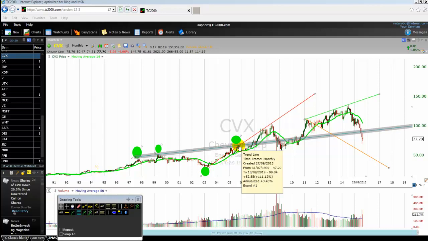So it's good to know where these hidden trend lines are that will allow us to find hidden overbought and oversold zones, or target zones, or conversion points.